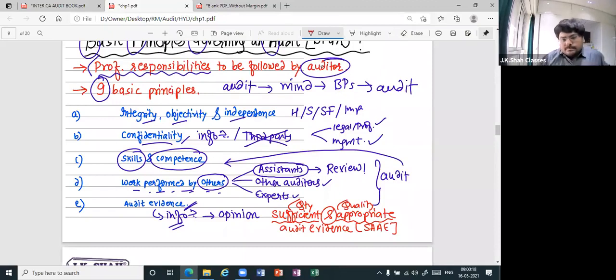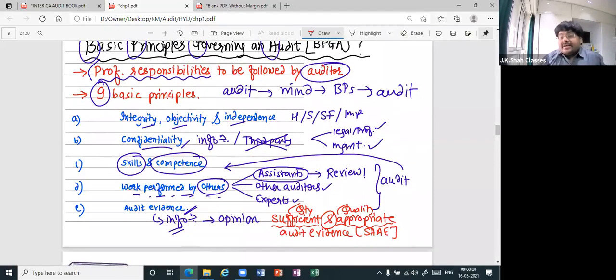All cool? So always remember, whenever I say audit evidence, what should come in your head? Sufficient and appropriate audit evidence. In short, what do you tell? SAE. What is SAE? Sufficient, appropriate audit evidence.